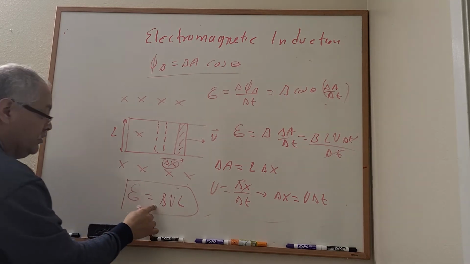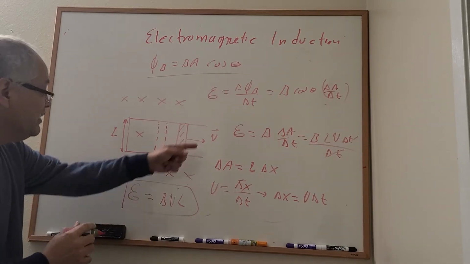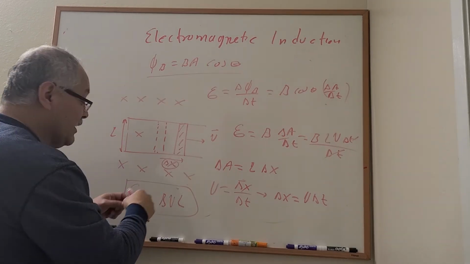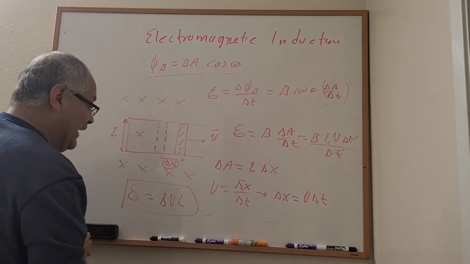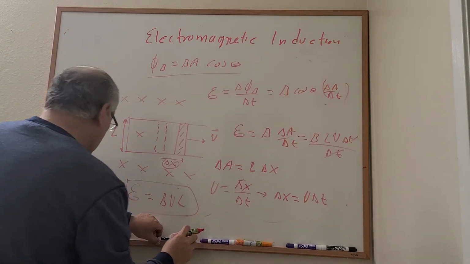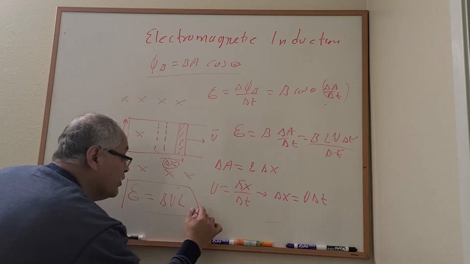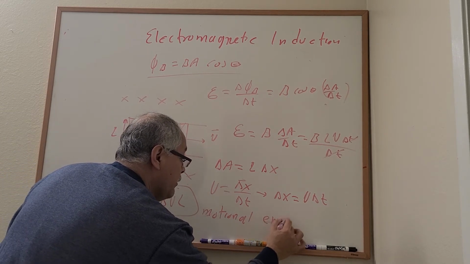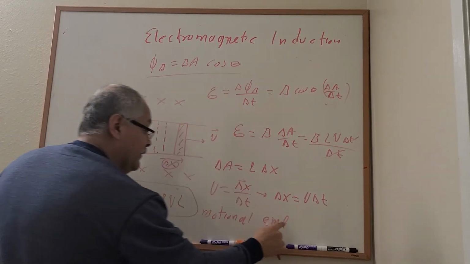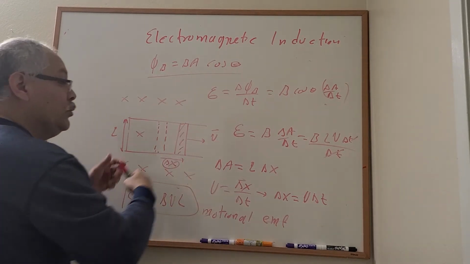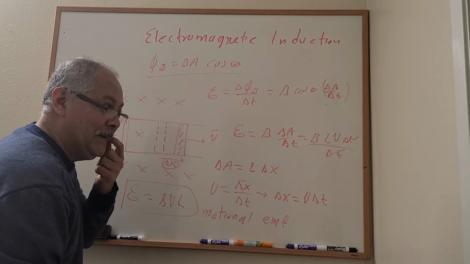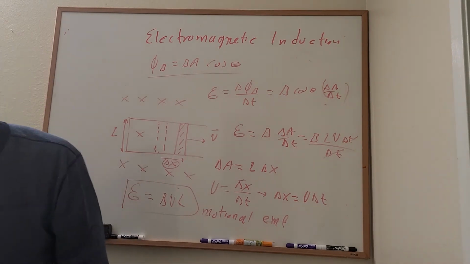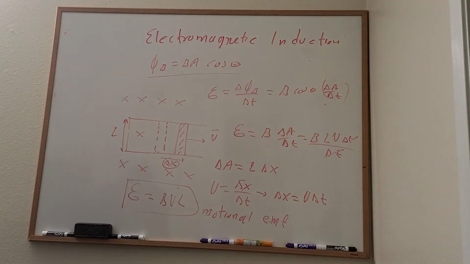It's constant, constant, and constant. So if the velocity is constant, the electromotive force is going to be constant. Got it? This is called the motional EMF. This is the case when we change the area.